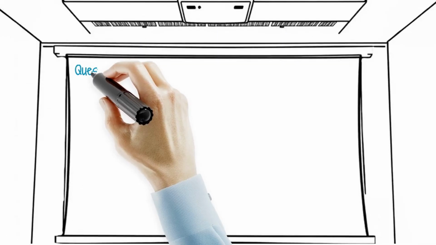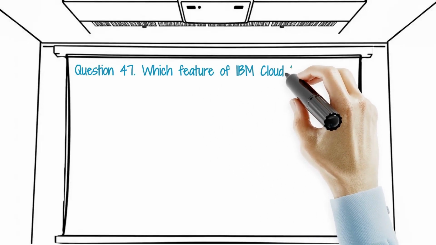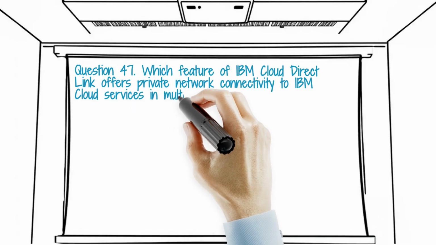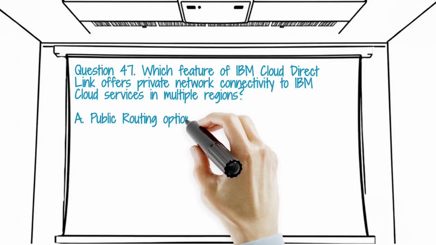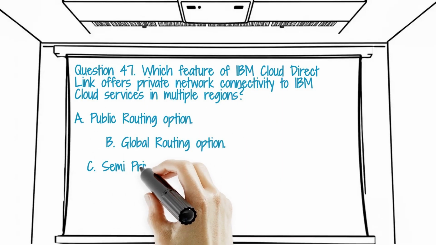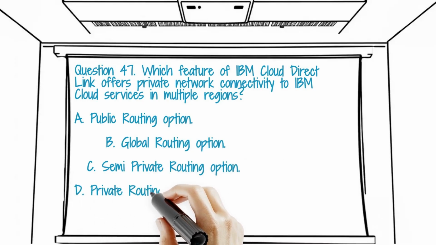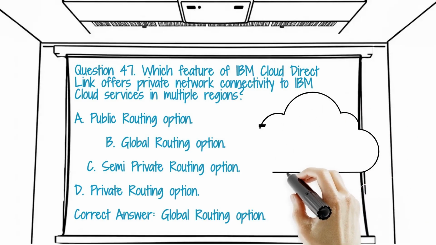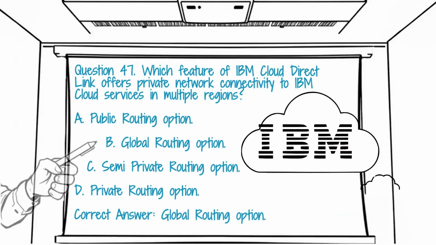Question 47. Which feature of IBM Cloud Direct Link offers private network connectivity to IBM Cloud services in multiple regions? A. Public routing option. B. Global routing option. C. Semi-private routing option. D. Private routing option. Correct answer, B. Global routing option.